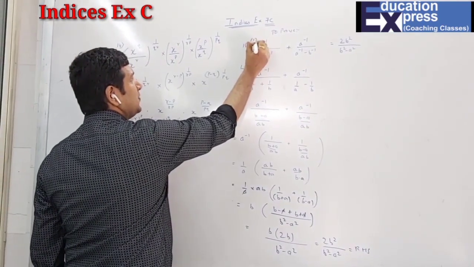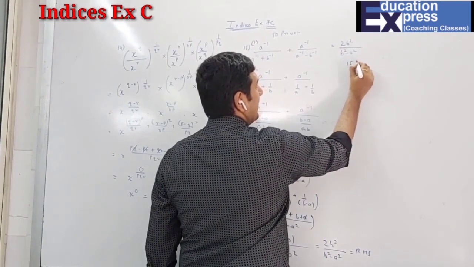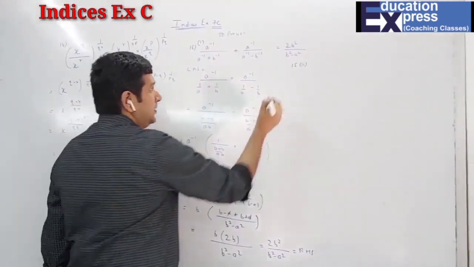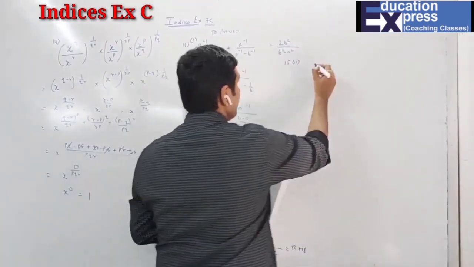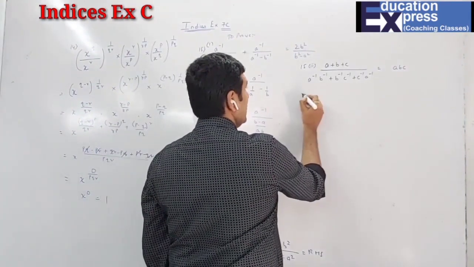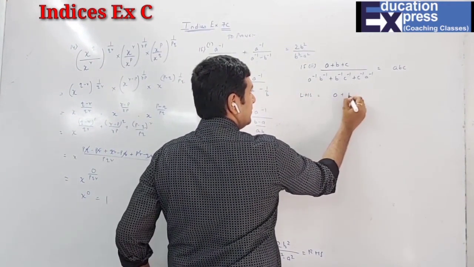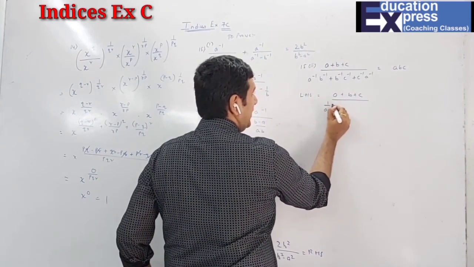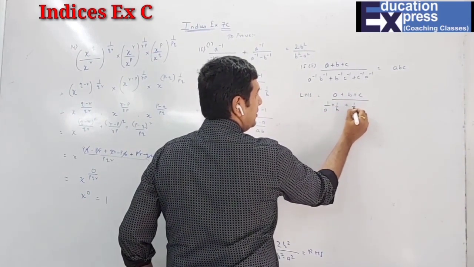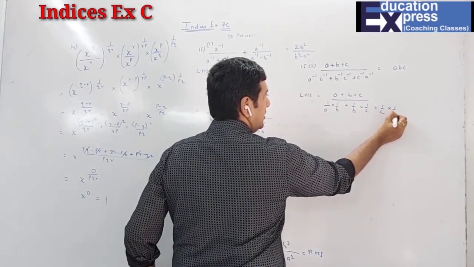Same to same, 15 ka second part also. This is 15 ka first part. Now 15 ka second part. It's exactly the same. LHS: A plus B plus C, and here to make it positive, 1 upon A into 1 upon B, 1 upon B into 1 upon C, 1 upon C into 1 upon A.